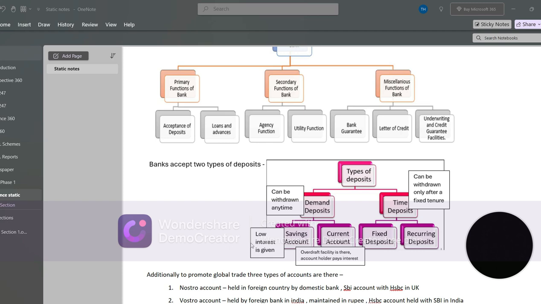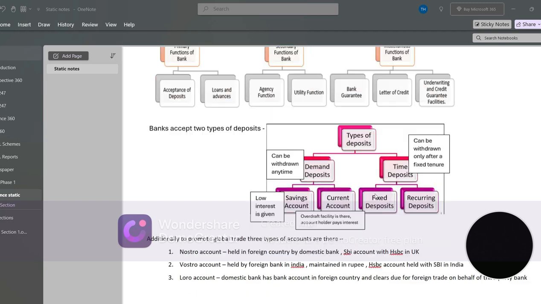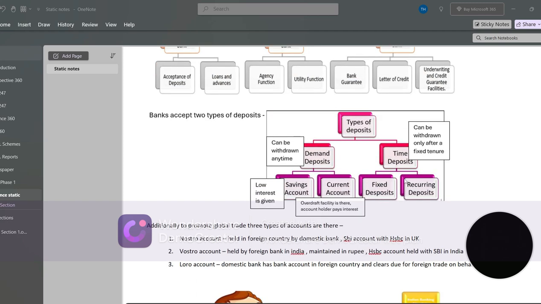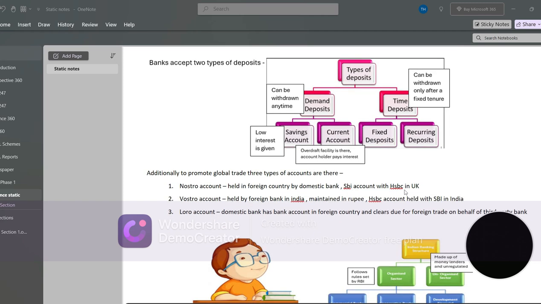For example, an overdraft of 1 lakh is there. So even if you spend all your money, you can take up to 1 lakh in excess from the bank account and you can later on repay it. Time deposits are fixed deposits and recurring deposits. Fixed deposits are submitted at once and recurring are paid from time to time.